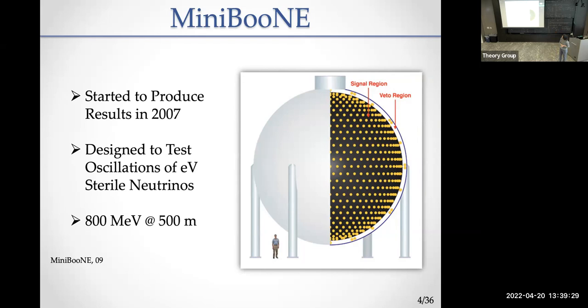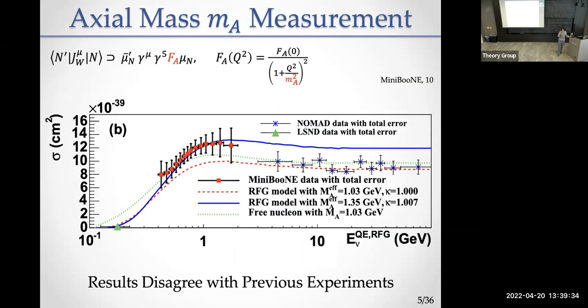But this experiment, other than the electron-like excess, put out another, I would say, almost as important, or at least very important measurement, and that's the axial mass measurement. So if we write down nucleon scattering with a weak current, one of the terms has an axial form factor that can be parameterized by a dipole form, shown on the bottom. And the axial mass M_A is one parameter. It basically indicates how big the cross section is.